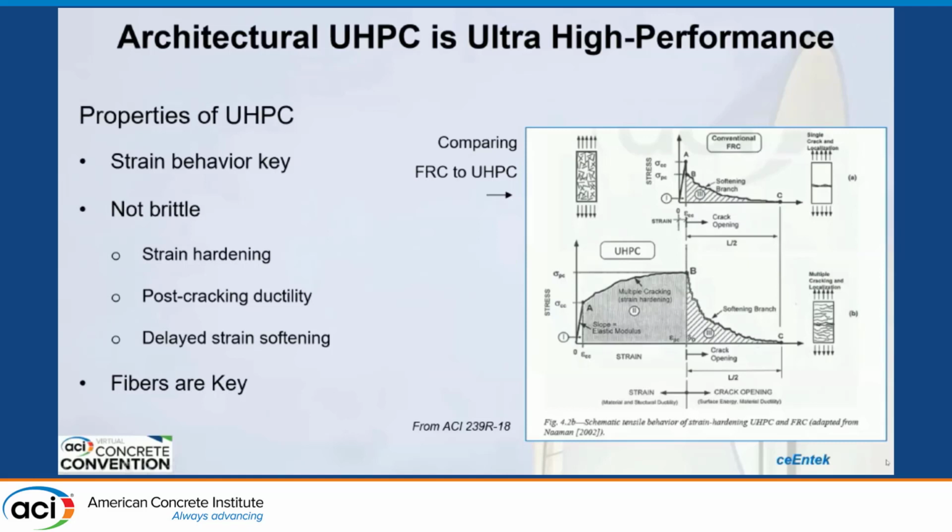So architectural UHPC is truly ultra high performance concrete. Just like any ultra high performance concrete, the big key is, of course, our strain behavior. And ACI 239R18 has, I think, one of the best snapshots of what we're looking for in UHPC. What are the characteristics of this material that make it so special, and why is everyone so excited about it?